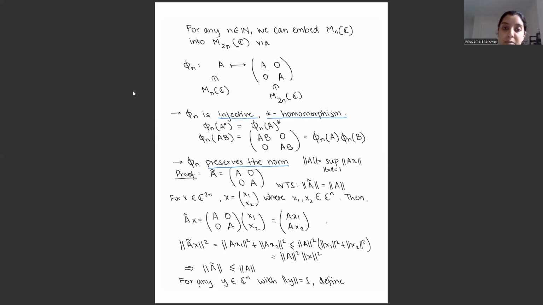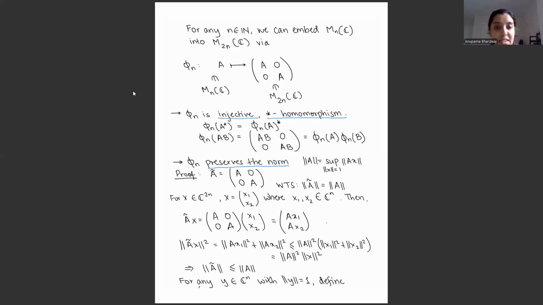Also, we have that phi_n preserves the norm. We consider the operator norm of a matrix, that is, the norm of a matrix A is equal to the supremum of the norm of Ax, where you're taking the supremum over vectors of size 1. And why does it preserve the norm? Let's consider the image of a matrix A. Let's double the matrix A and look at A tilde, which is A, 0, 0, A. We want to show that the norm of A tilde is equal to the norm of A.